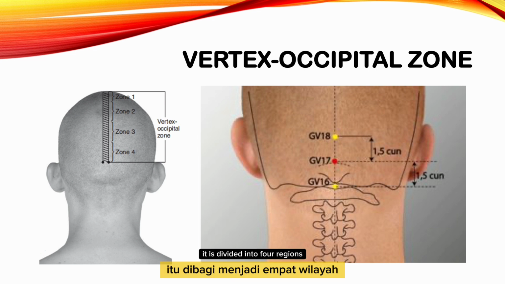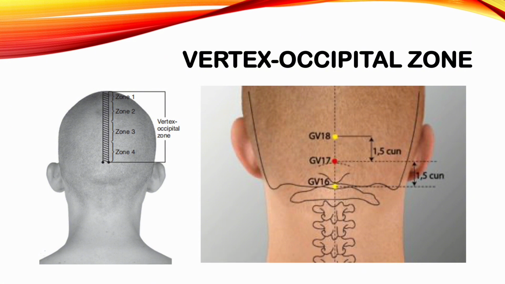It is divided into 4 regions, which are equally spaced. This region is mainly used for pain. It belongs to the Du and Foot Taiyang meridians.